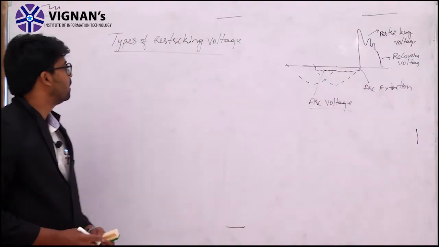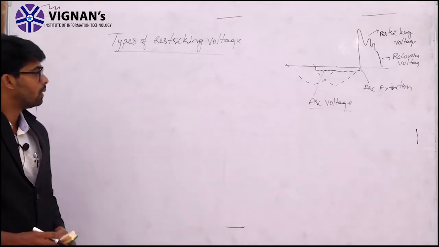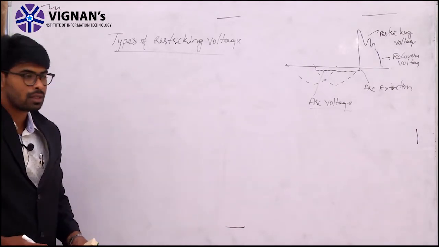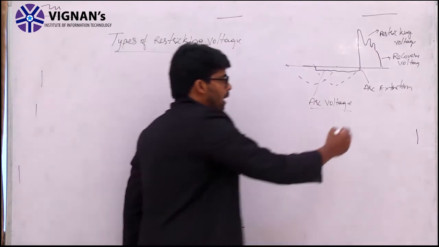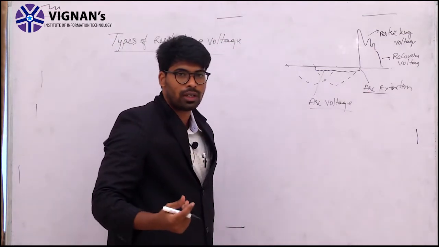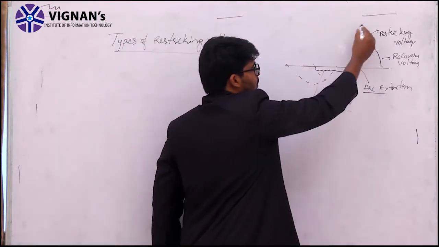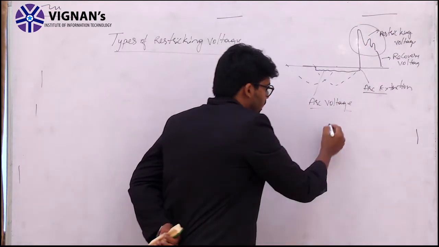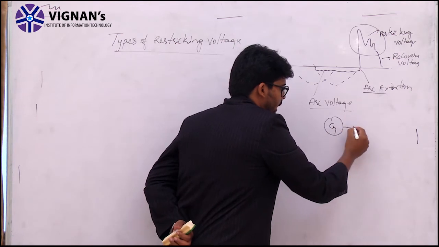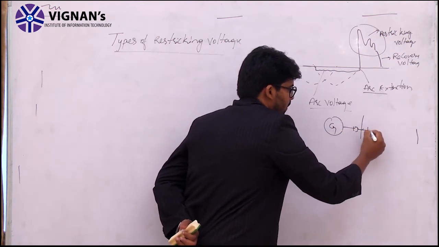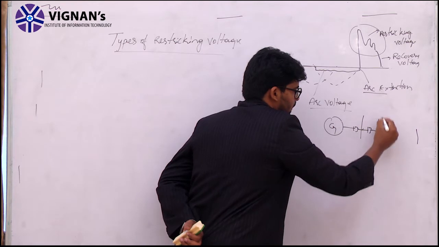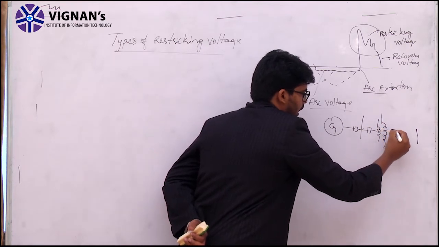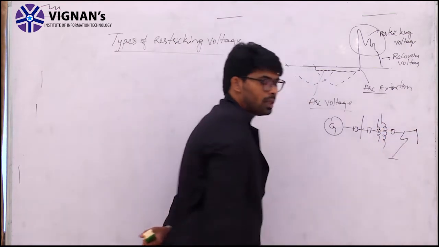So welcome back, guys. In this lecture, we'll deal with types of restriking voltage. As you all know, after arc extinction, the circuit breaker contacts open and will form a restriking voltage. Up to now, the model we used is a generator, after that a bus bar and the step-up transformer, and we consider a fault occurring here.